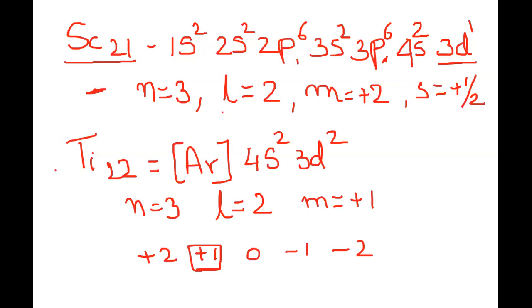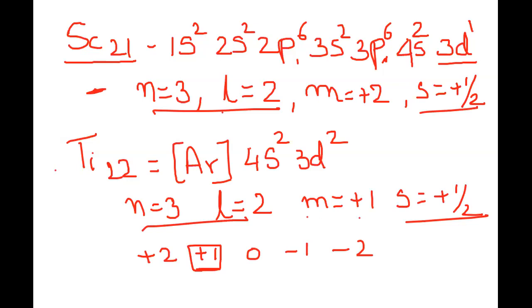And then of course, s is equal to +1/2. What do you see in this? This is the same and these two are the same. The difference lies here. You see, this is +2, this is +1. So no two electrons in an atom will have the same set of quantum numbers. That you have to understand.